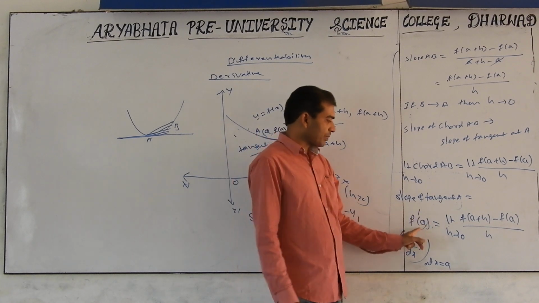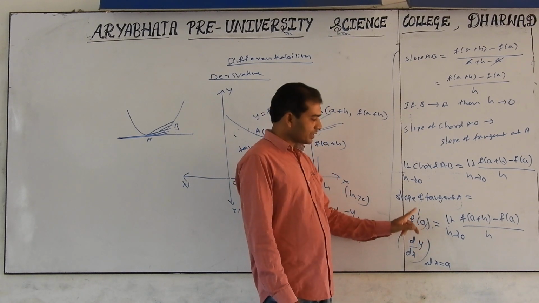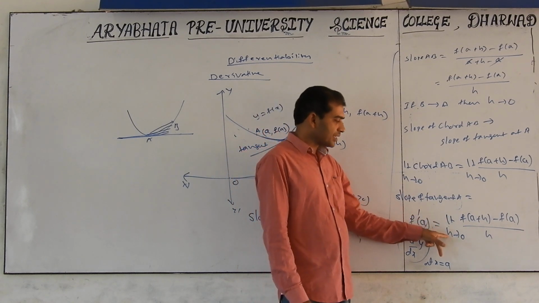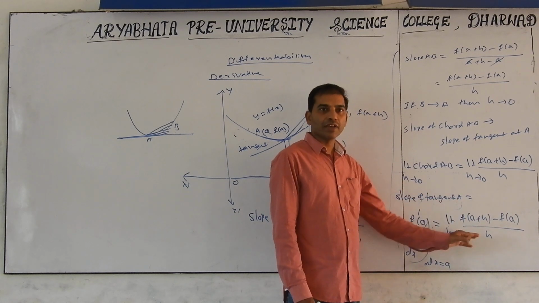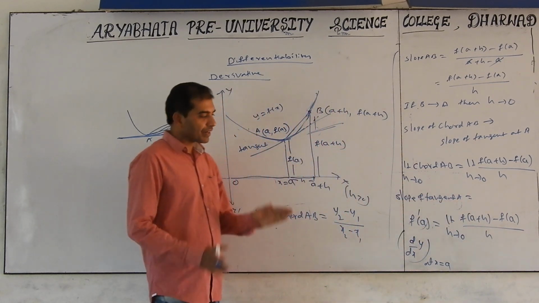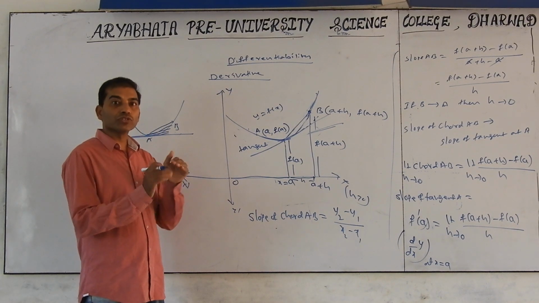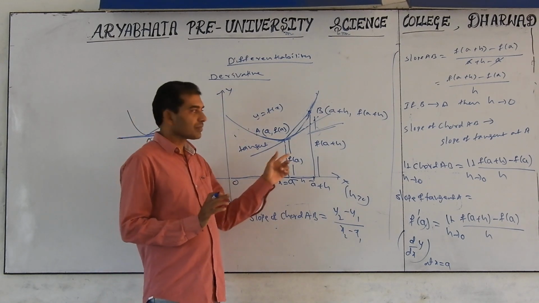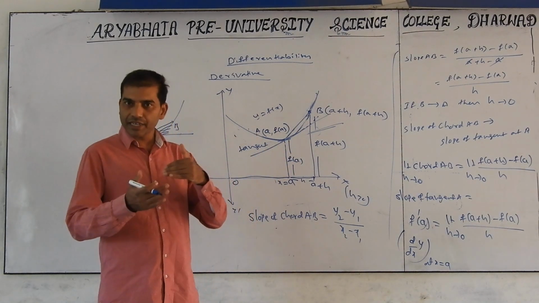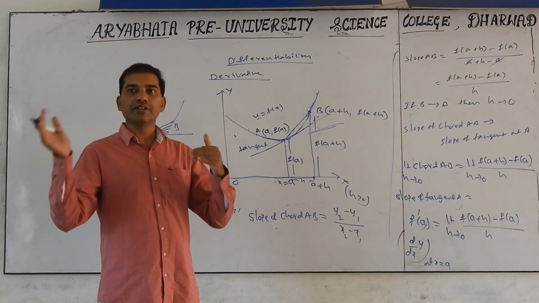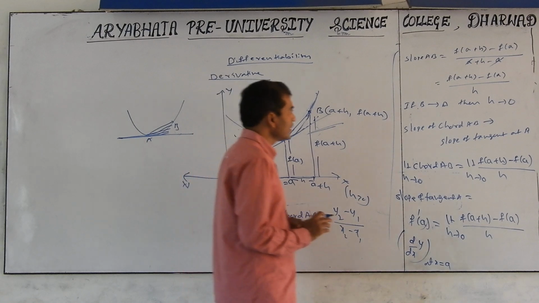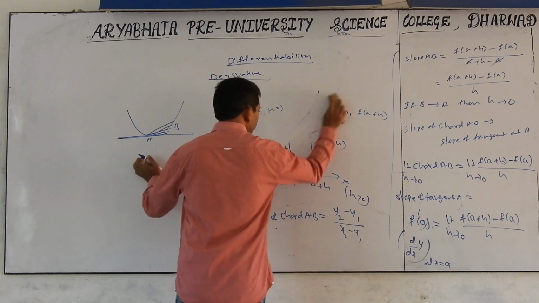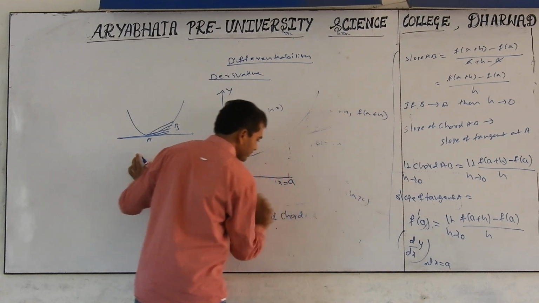So f is differentiable at what point? a. f is said to be differentiable at x equal to a if the limit h tends to 0 of f of (a plus h) minus f of a by h exists. Differentiation at the point is nothing but the slope of tangent. Understood? Differentiation at the point a is nothing but the slope of tangent at that point. Now, we have discussed differentiation only at x equal to a.